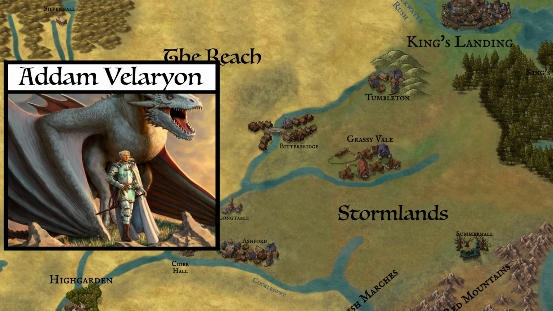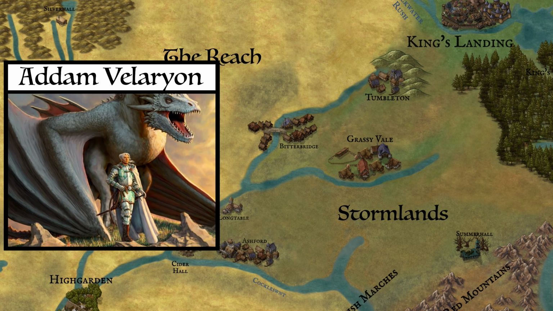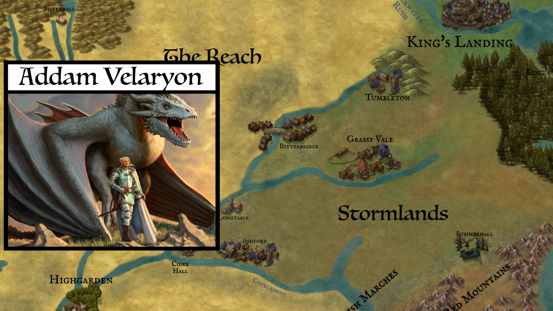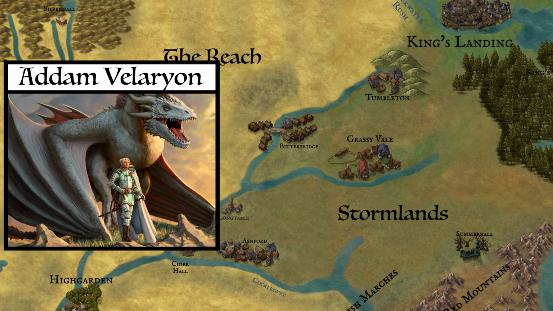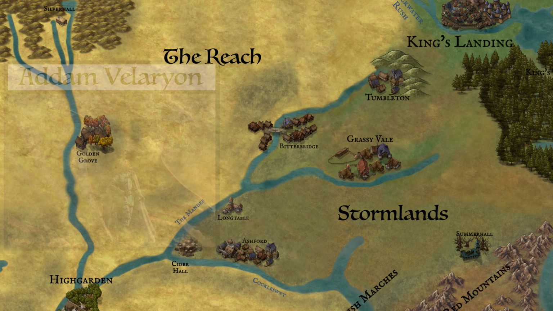The coming of Seasmoke and the fate of Tumbleton persuaded the hesitant Elmo Tully to abandon neutrality, despite the objections of his bedridden grandfather, Lord Grover. In all, Adam assembled a Riverlord host nearing 4,000 strong.